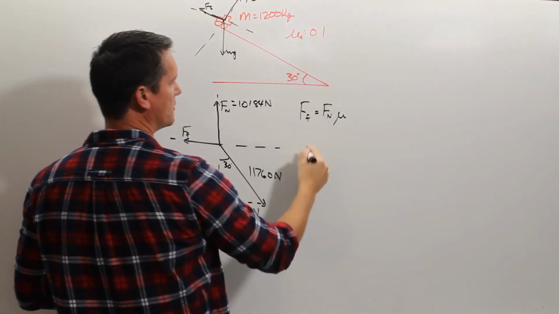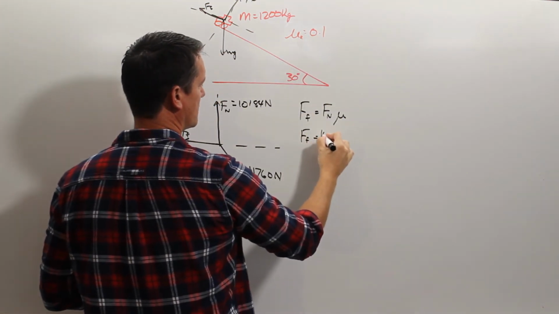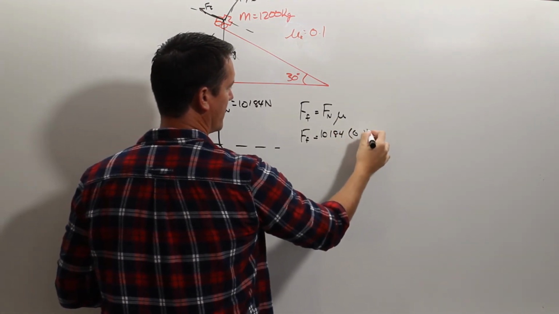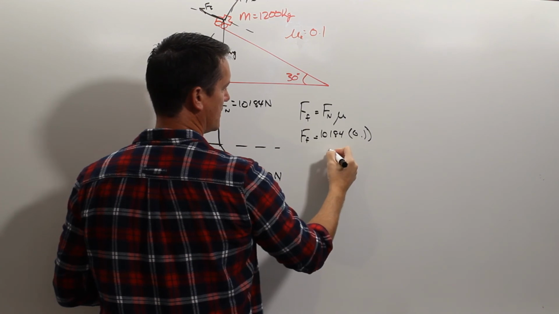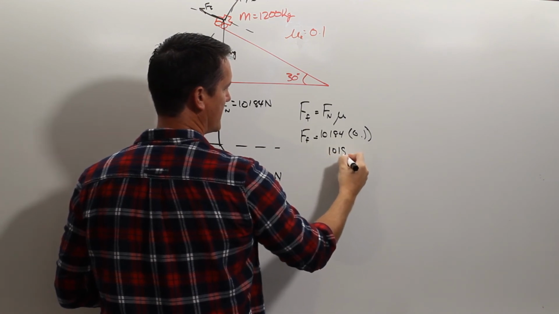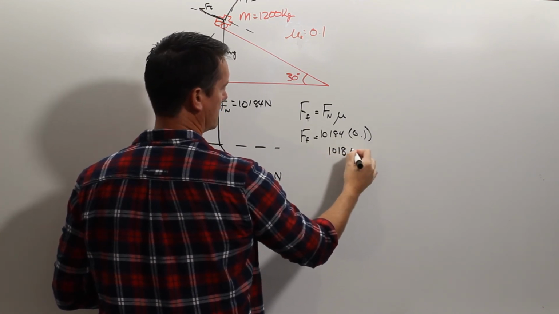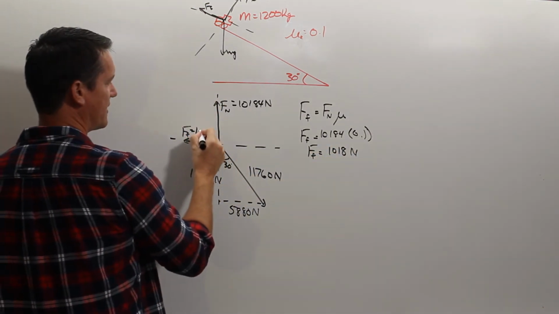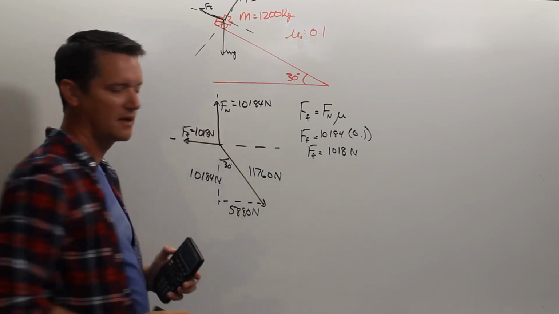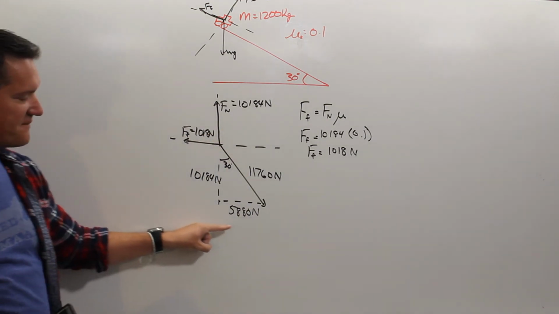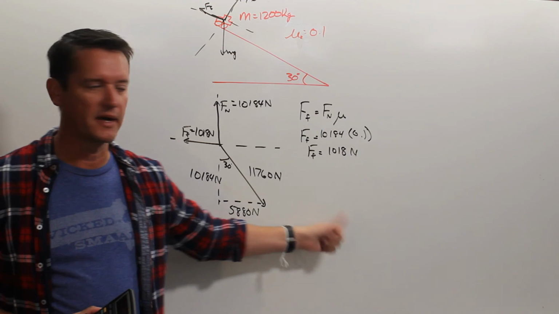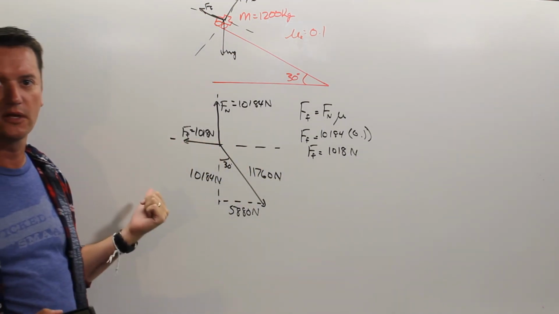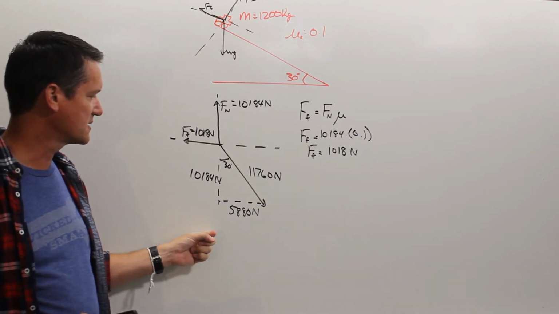I gave us mu. So the force of friction is going to equal 10,184 times 0.1, which gets us 1,018.4. Just call it that. So this is 1,018 newtons. So look what's going to happen here. I've got 5,880 pulling this way, and 1,018 going that way. Who's going to win? Well, the 5,880 is going to win.